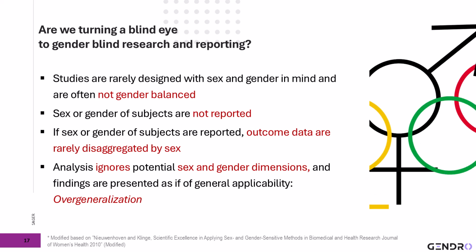So with that in mind, the problem seems to be that we are turning a blind eye to gender-blind research and reporting. Studies are rarely designed with sex and gender in mind and are often not gender balanced. Sex or gender of subjects are often not reported when authors publish their findings. If sex or gender of subjects are reported, it's often in the demographic and baseline data, and outcomes are rarely disaggregated by sex. And often analyses ignore potential sex and gender dimensions, and findings are presented as if of general applicability, which we call overgeneralization.